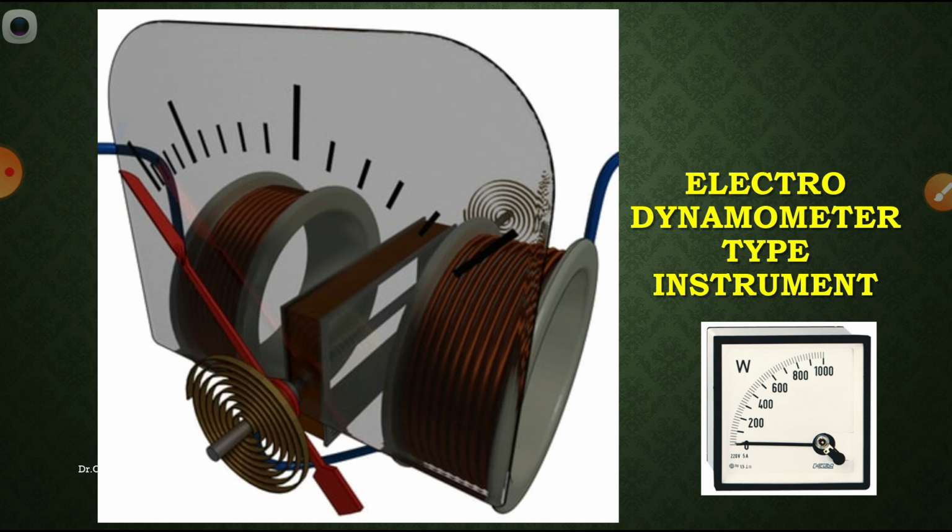On continuation of our electrical and electronics measuring instruments EE 304 C18 subject, we have already completed basic principles of moving coil instrument and moving iron instrument.